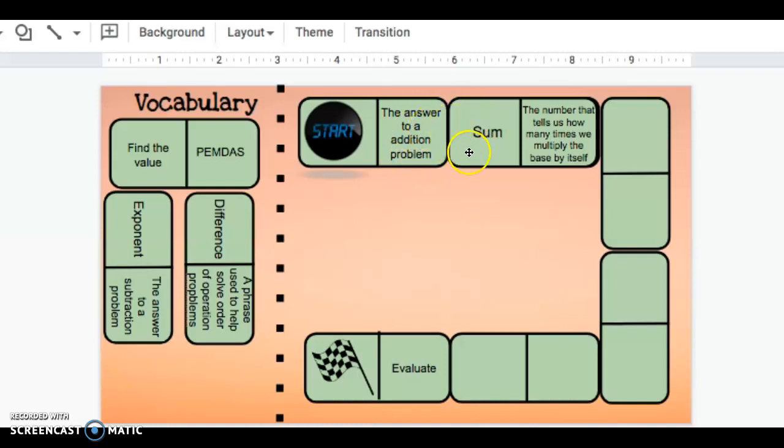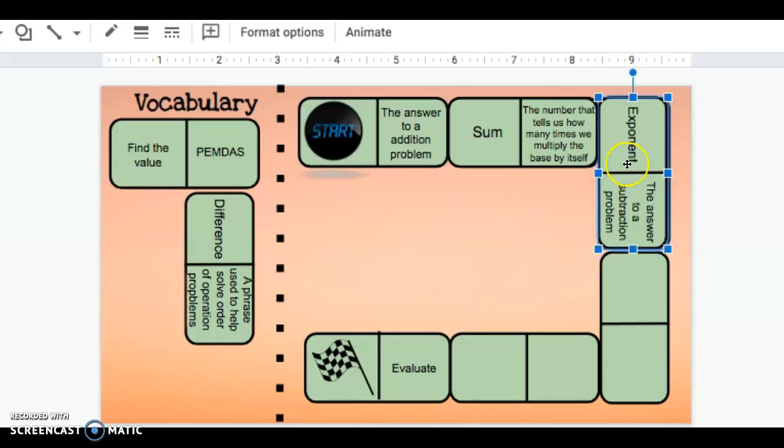other. So now our definition is a number that tells you how many times we multiply the base by itself. We're looking for what we call that number that tells us how many times to multiply that base repeatedly. And we know that word is exponent. So I'm going to click and drag exponent to my domino over there. Notice the definition touches the word.